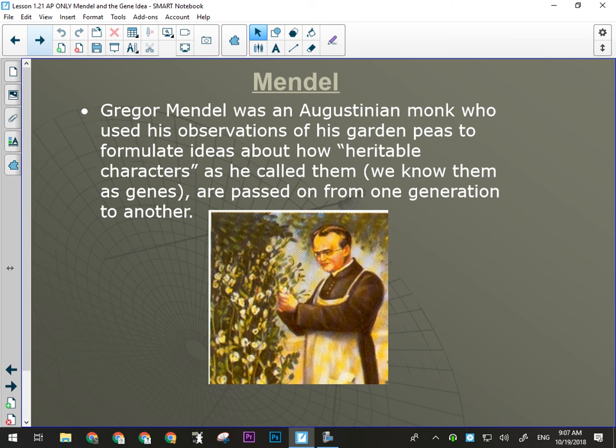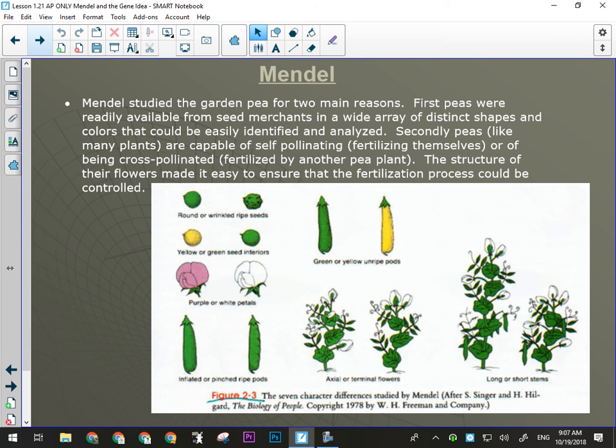So Gregor Mendel was an Augustinian monk who used his observations of garden peas in particular to formulate ideas about what he called heritable characters, which we call genes, and how they are passed from one generation to another. Mendel studied the garden pea because it was easy. There were 7 different traits that the pea could show. It could have round or wrinkled, yellow or green peas. Their flowers were either purple or white, and their pods were either inflated or pinched, which means you could actually see them pinch around the peas inside.